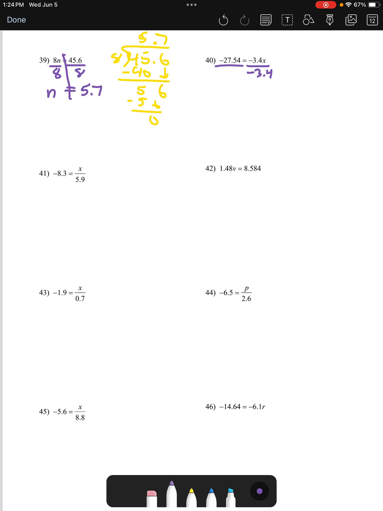Number 40. To get that negative 3.4 unattached from x, which it's currently multiplied to, we will have to employ division. I know I'm going to have a positive answer, but we've got to work out what that positive answer is. So we have to do 27.54 divided by 3.4. This looks like all the not fun. 1 decimal place over for our decimal point.